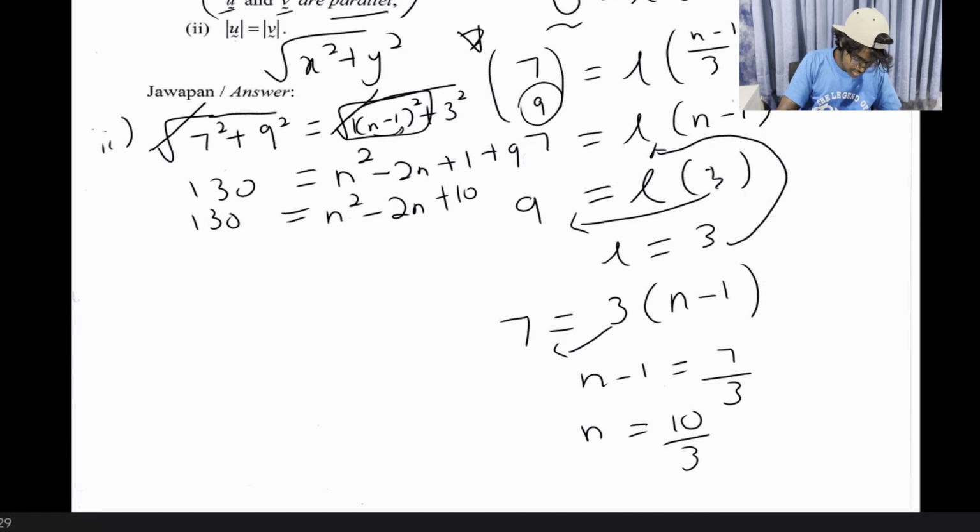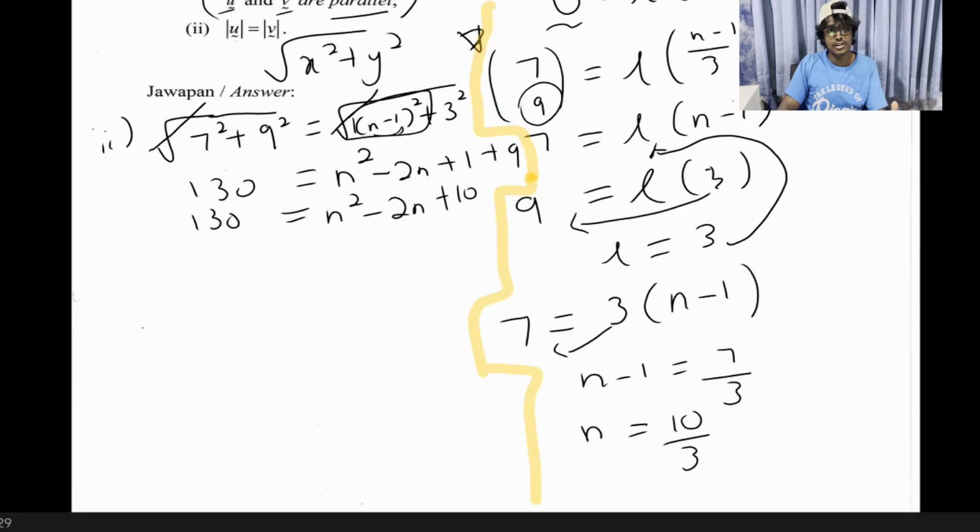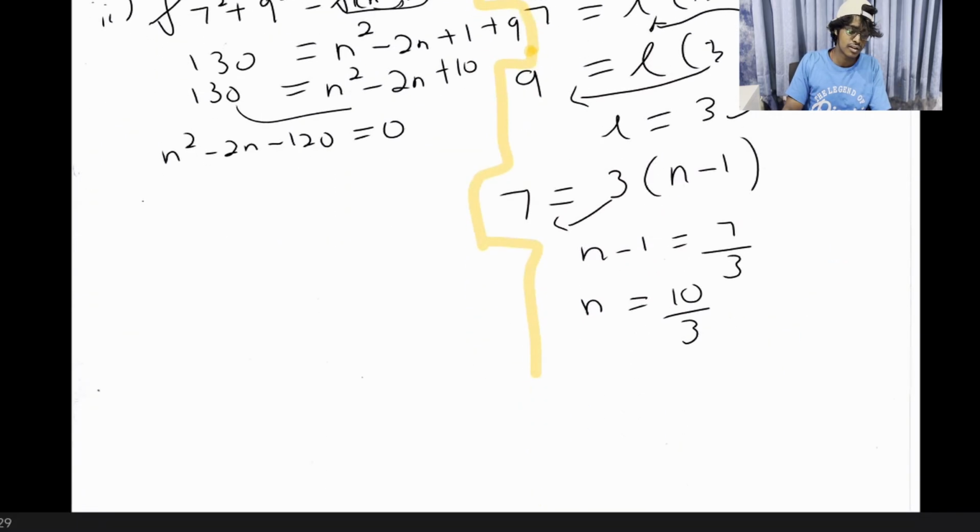Let me just draw a line over here. So now obviously we can find n by taking this to the other side. n squared minus 2n, and 10 minus 130 will be negative 120, equals 0. And we can put this all in the calculator as I've taught you before. So n will be 12 and n will be negative 10. That's how you do the question.